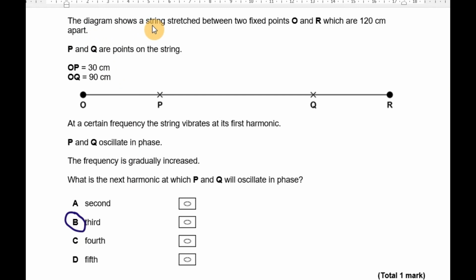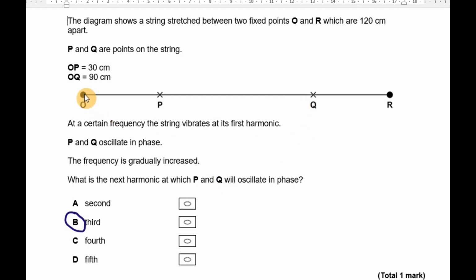So the diagram shows a string stretched between two fixed points O and R, which are 120 centimeters apart. P and Q are points on the string. O to P is 30 centimeters and O to Q is 90 centimeters. At a certain frequency, the string vibrates at its first harmonic. P and Q oscillate in phase. The frequency is gradually increased. What is the next harmonic at which P and Q will oscillate in phase?